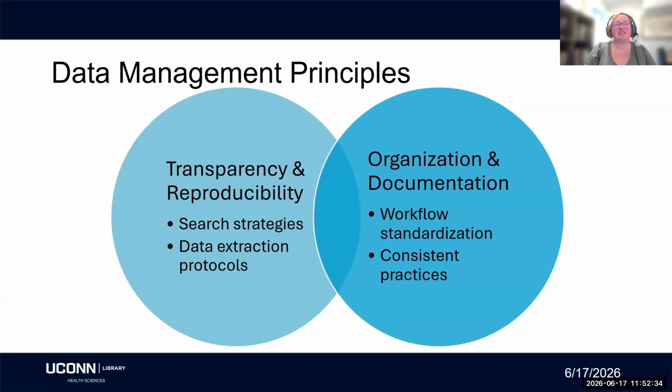In evidence synthesis, transparency and reproducibility are not just goals, but they are formal expectations reflected in standards like PRISMA. Meeting these expectations depends on strong organization and documentation practices, including consistent workflows and clear tracking of decisions. Then, as projects scale, especially in large collaborations or in living systematic reviews that require updating, these practices become essential for maintaining consistency and ensuring the work remains reproducible over time.